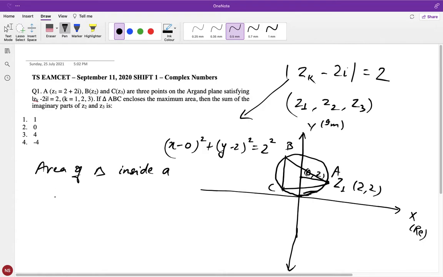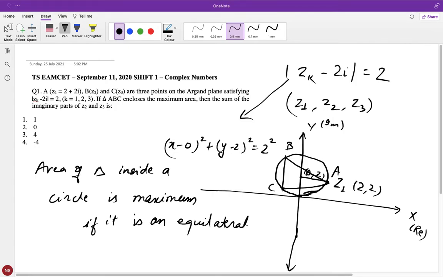inside a circle is maximum if it is an equilateral triangle. So ABC is an equilateral triangle, right? Point Z1 is given. We want to know the sum of the imaginary parts of Z2 and Z3.